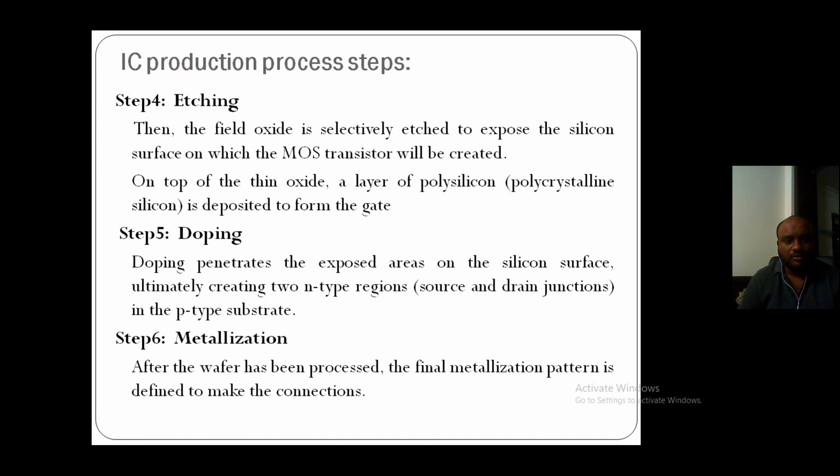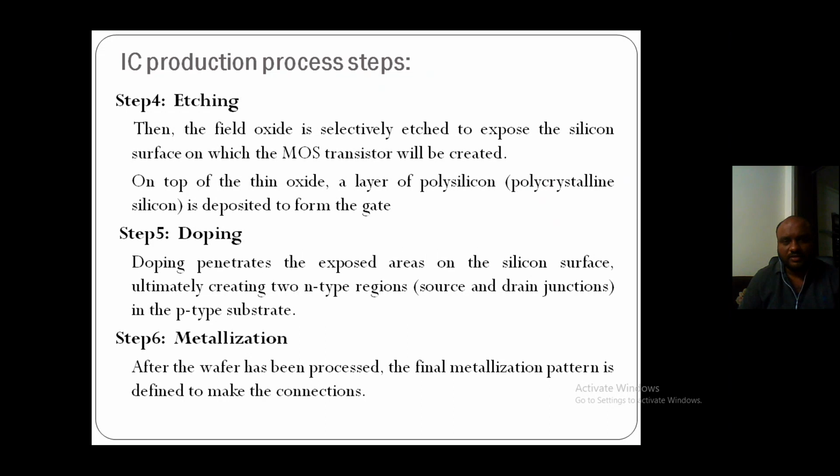Then followed by step 4, etching. Here the field oxide is selectively etched to expose the silicon surface on which the MOS transistor will be created. On top of the thin oxide that is formed, a layer of polysilicon is deposited to form the gate material.